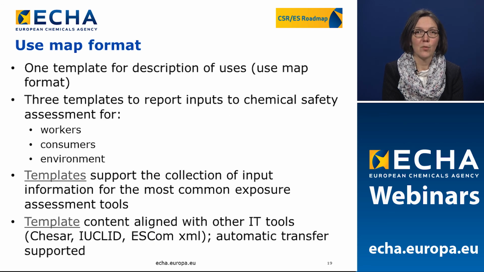Now, some additional remarks about the UseMap format before concluding. The UseMap package consists of four templates, which will be explained further by my colleague Sandrine. The first one is where the sector will provide a general description of its use and the different activities contributing to the uses. The condition of uses corresponding to each of the activities are described in separate templates, which are specific to the type of assessment to be performed: environmental assessment, assessment for workers, or assessment for consumers. The link between the uses and the conditions of uses in the different templates is ensured via codes.